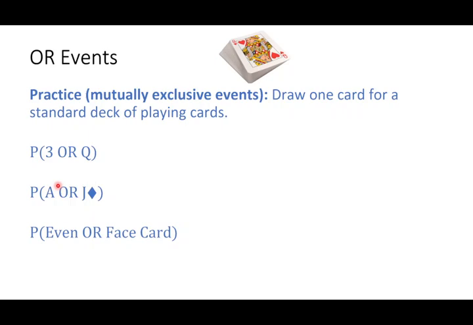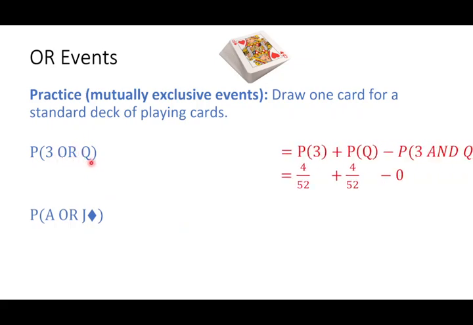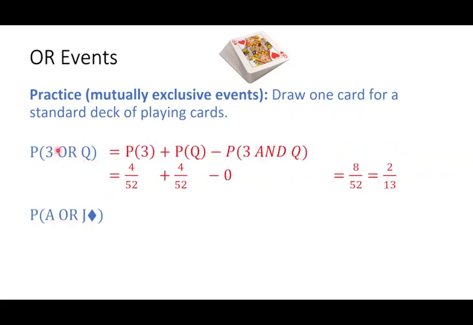All right, let's talk about solutions. Each one of these, we're going to split the or into a plus. So the probability it's a 3 or a queen is the probability it's a 3 plus the probability it's a queen minus the probability it's a 3 and a queen. So there's the probability to draw a 3, the probability to draw a queen, the probability that it's both a 3 and a queen at the same time, which is 0 because they're mutually exclusive. And we just add them together.